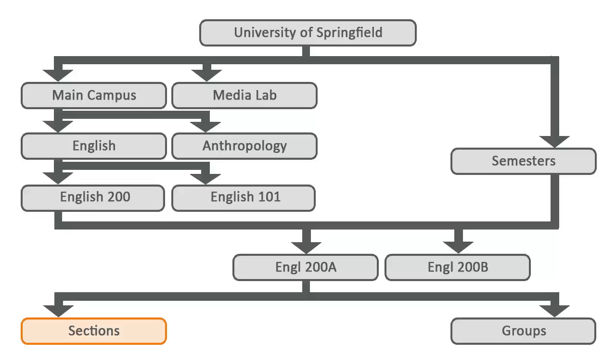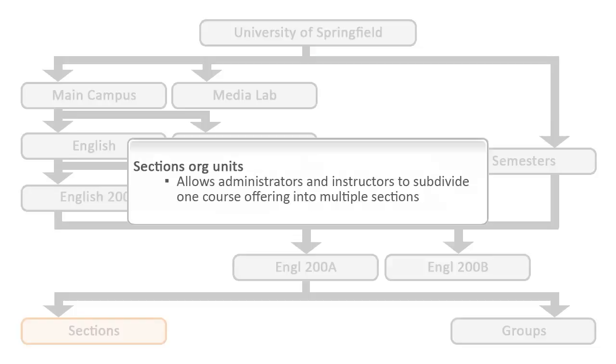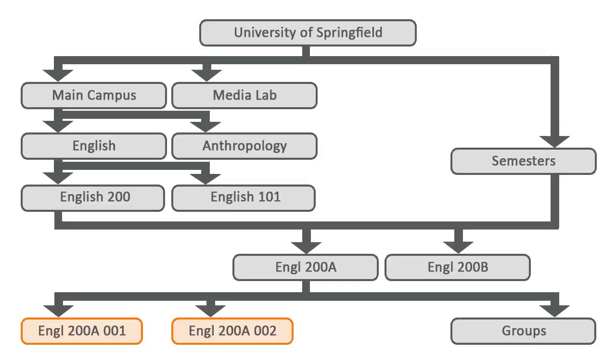You can further subdivide course offerings into sections. Sections allow administrators or instructors to divide a course offering's roster into chunks. This is especially useful for dividing large rosters into more manageable units. One course offering can be subdivided into multiple sections. In this example, English 200A is subdivided into two sections to manage the large number of learners enrolled in the course.